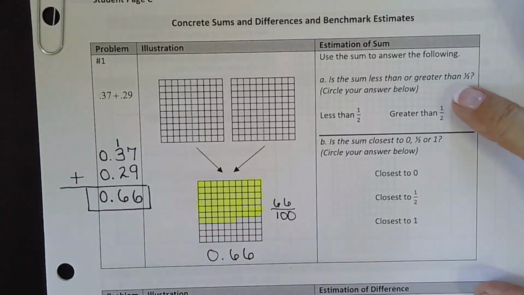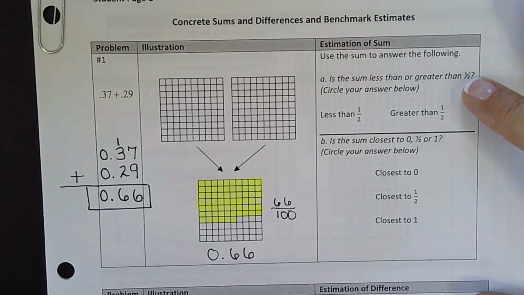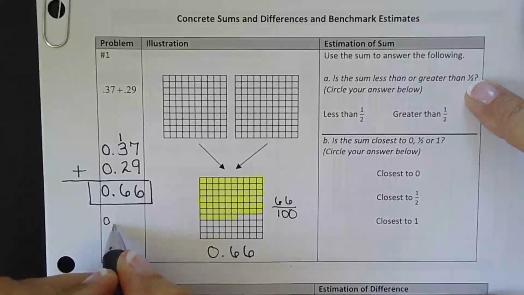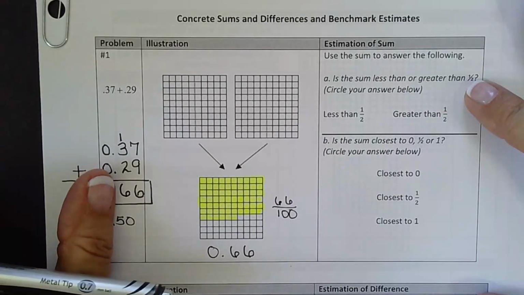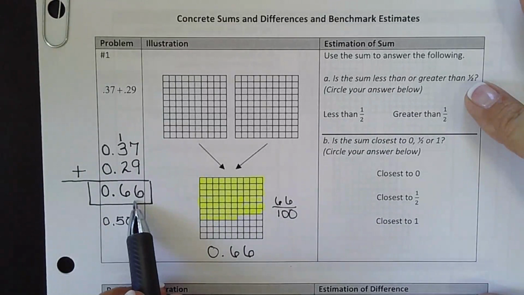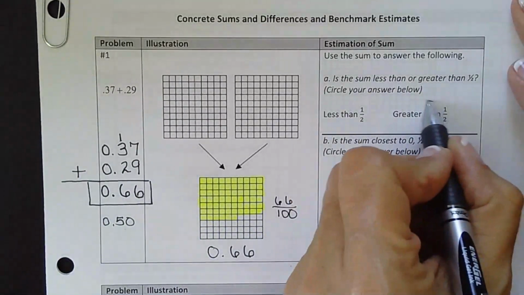So then they have us answer a few questions. Is the sum less than or greater than a half? And I hope everybody knows a half is like 50%, right? So that'd be 0.50. So do you all see that 0.50 is smaller than this? Just remember how I said when we're comparing, we take off the decimals. What's larger, 50 or 66? 66. So our sum is greater than 1/2.